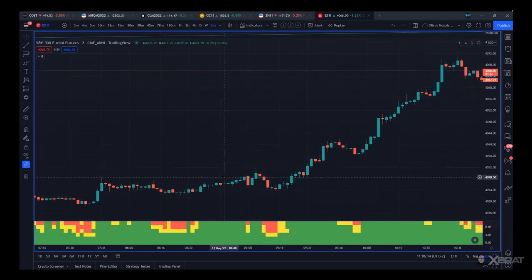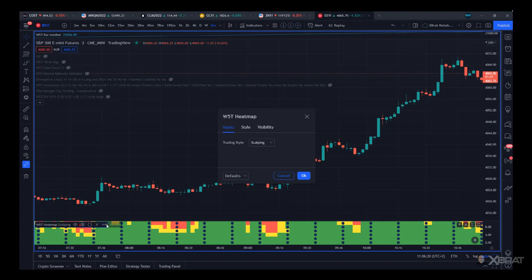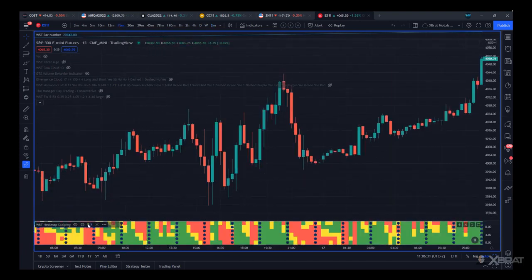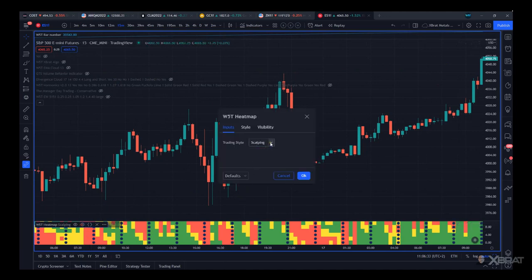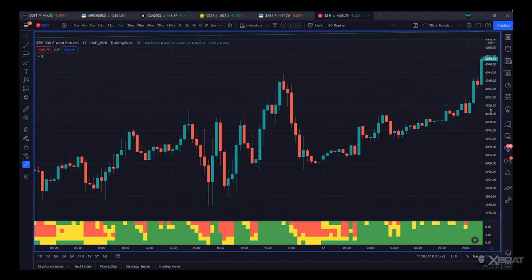So again, this is the scalping setting here, and what we look for on the settings here, if we go down at the bottom and click on here, we can see scalping, day trading, swing trading. So it's there for confirmation, the go no-go gauge. So if we were to go up to the 15-minute time frame, for example, we'd have to change that setting to day trading, and then we'll be looking for those confirmations of signals.